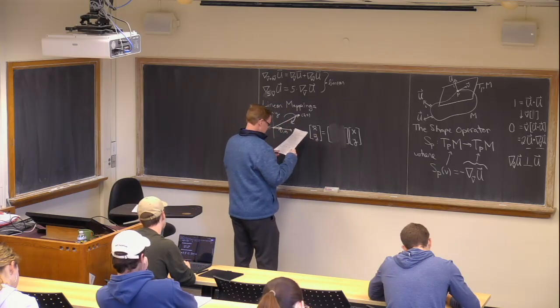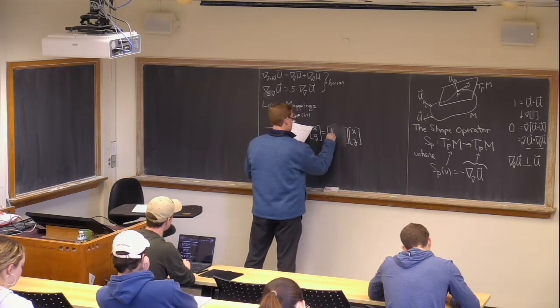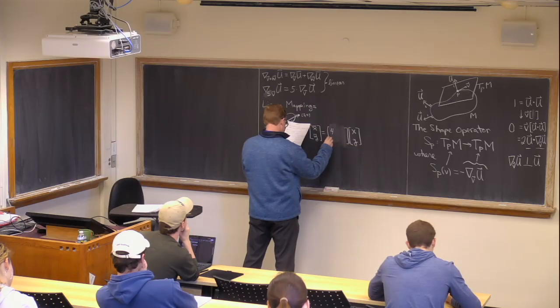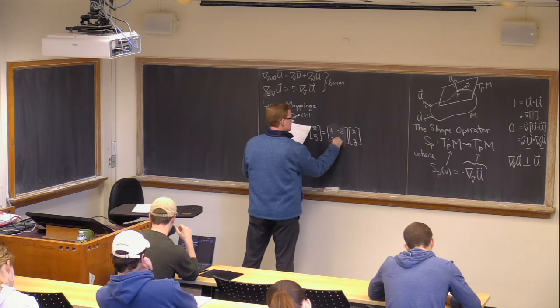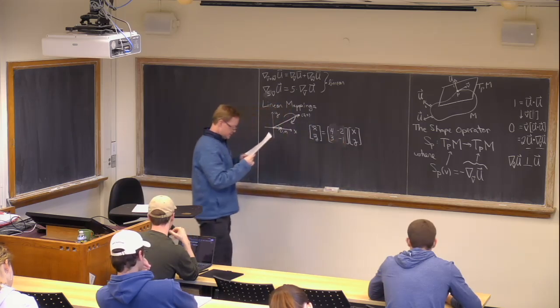So what I got here? 4, minus 2, 3, minus 1 is the example they have in the book here.